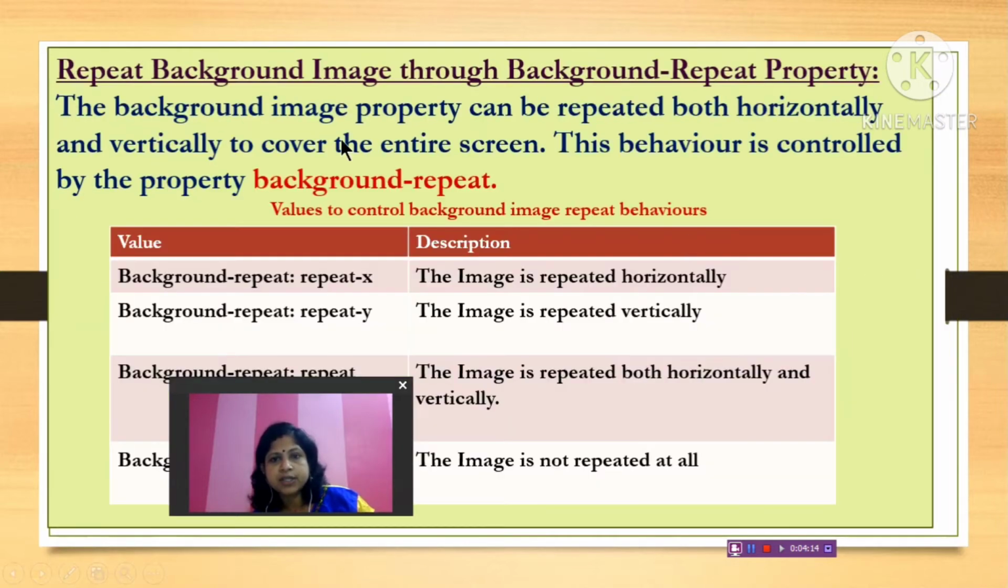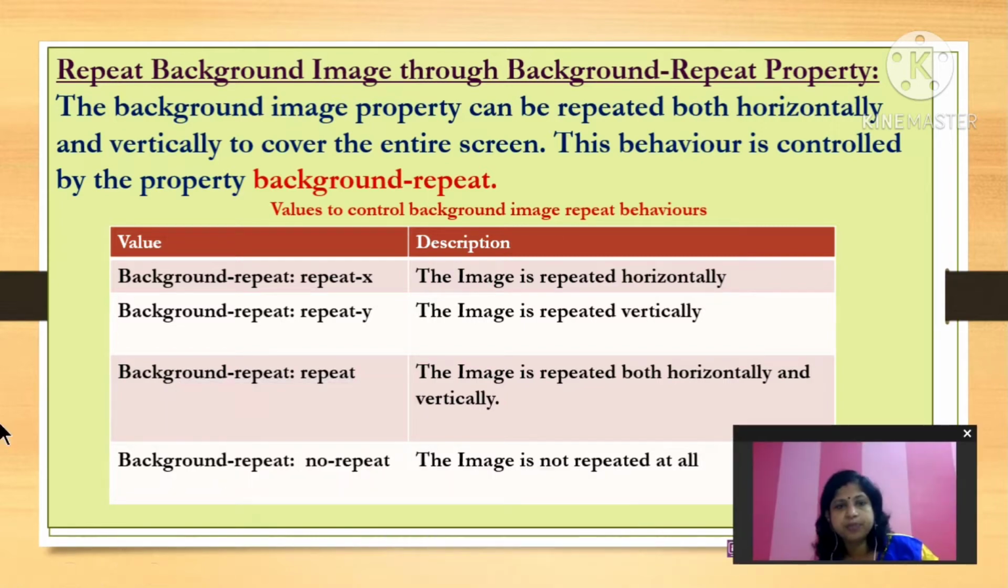Next one is repeating the background image through the background-repeat property. One property is known as repeat, and using that, the background can be repeated. If you write background-repeat: repeat-x, the image will be repeated horizontally. If you write repeat-y, the image will be repeated vertically. If you write background-repeat: repeat, the image is repeated both horizontally and vertically. Background-repeat: no-repeat, the image is not repeated at all.